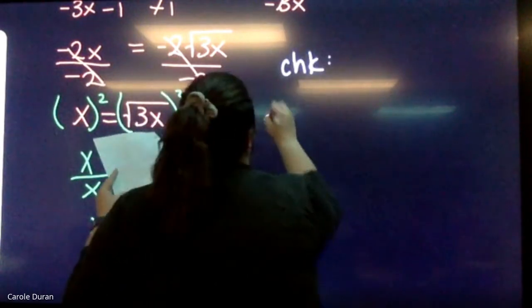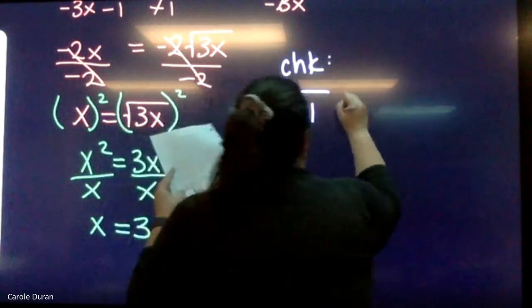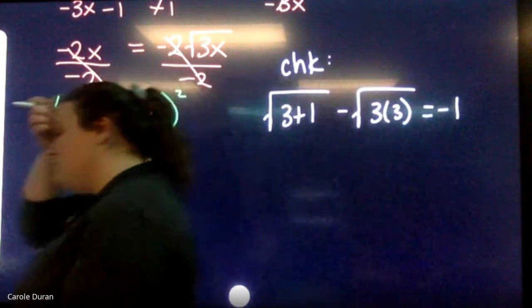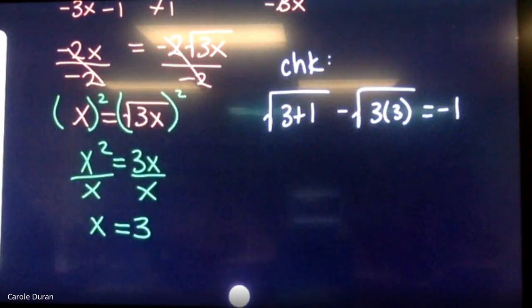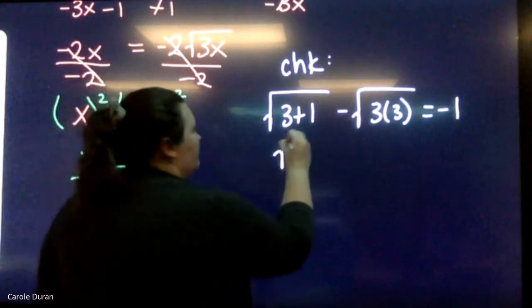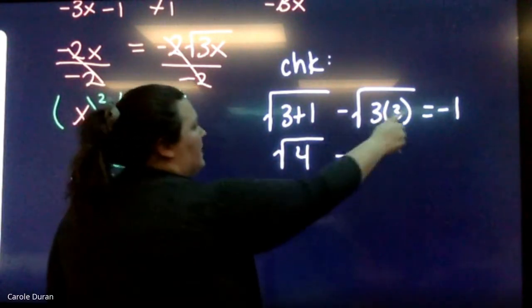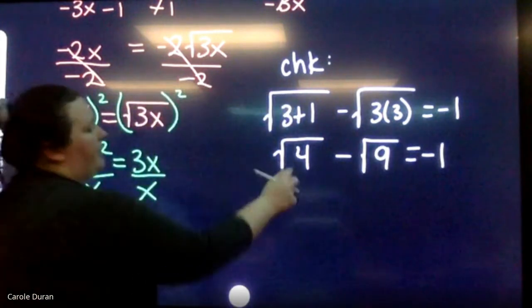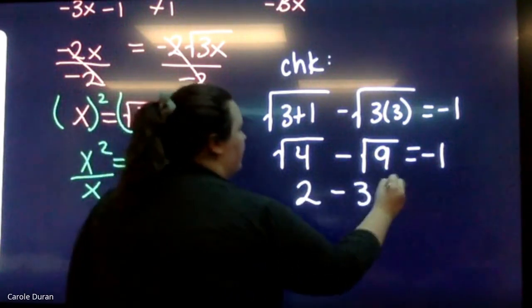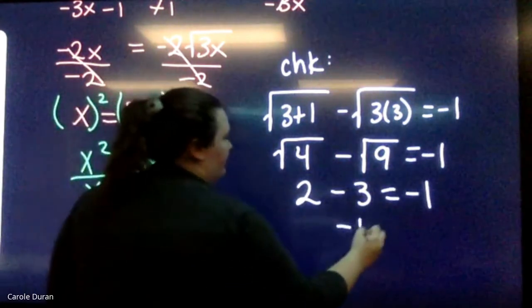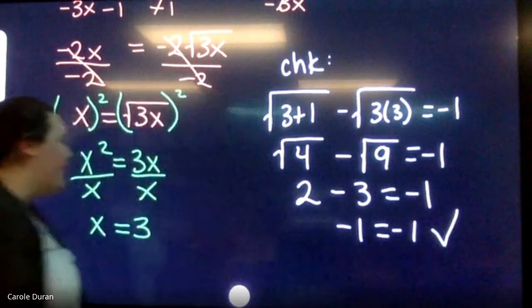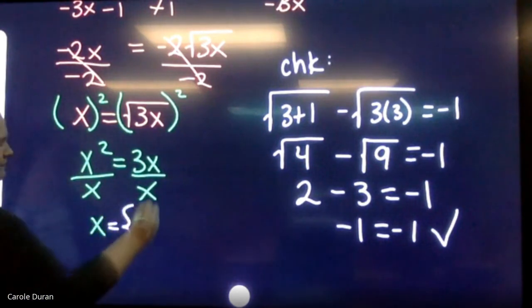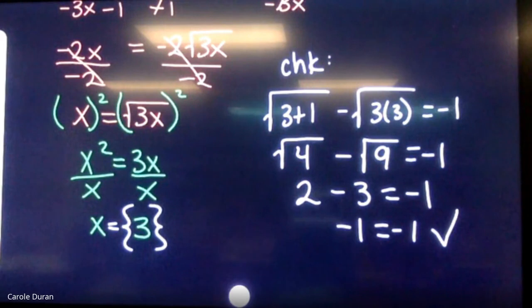So when I plug it in, I have the square root of 3 plus 1 minus the square root of 3 times 3 equals -1. 3 plus 1 becomes 4, so I have the square root of 4 minus 3 times 3 becomes 9, which makes that the square root of 9. Square root of 4 is 2. Square root of 9 is 3. 2 minus 3 is -1. So x equals 3 is a solution and should go in curly brackets. And then we're done.